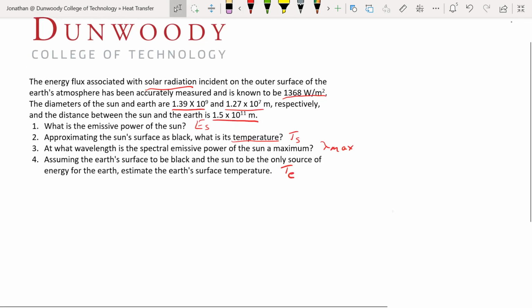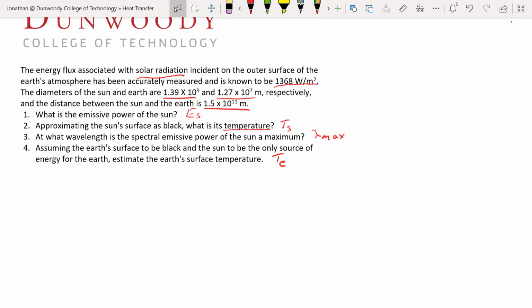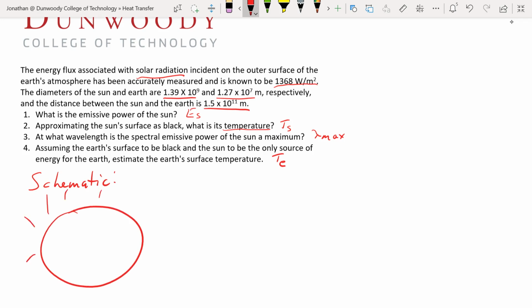So we know these various pieces. We know our radiation received at the surface of the Earth. So I'll jump to a schematic. So we have the Sun here. Happy Sun.